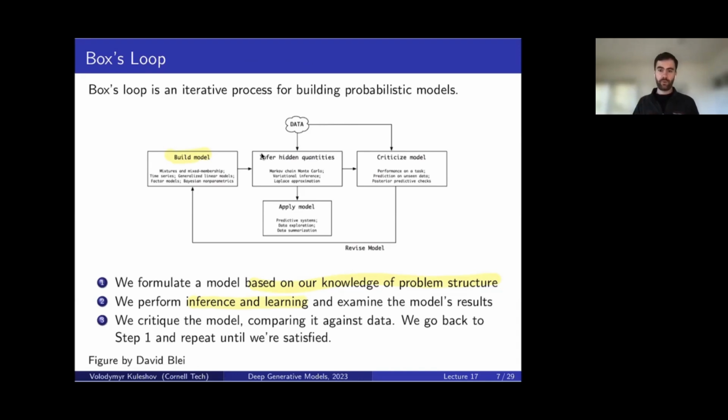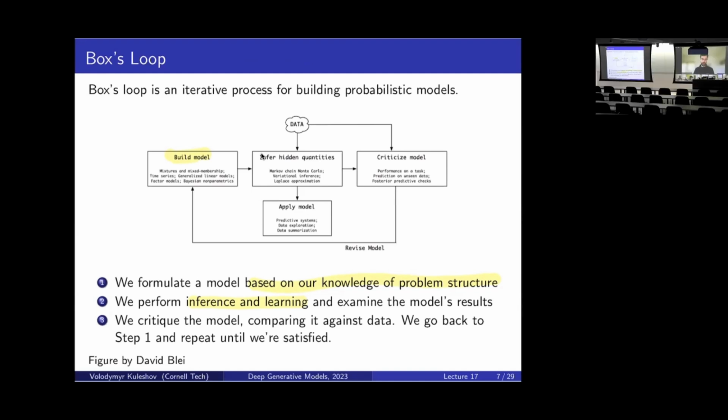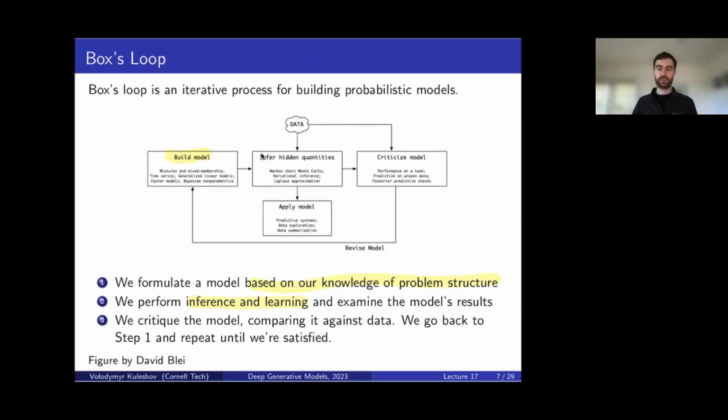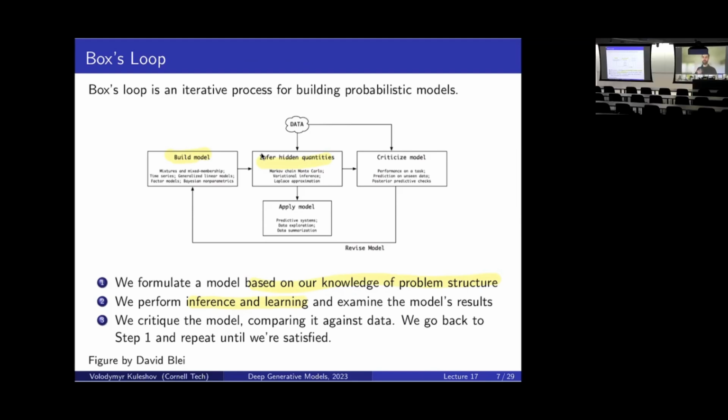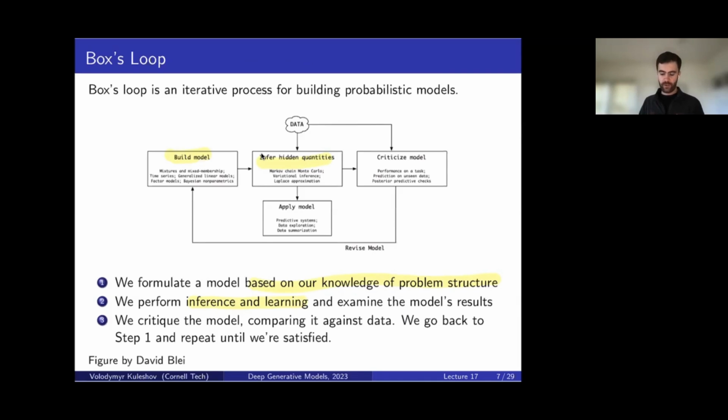We apply these methods, we examine the results of these algorithms, we examine the results of learning and doing inference. So when I say we infer hidden quantities, we can infer the parameters of the model, or we can form a posterior distribution over the parameters of the model, or we can form a distribution over latent variables that we're interested in. And then we run them against some held out data set. We observe the performance on the data so we can criticize the model. We compare it against the data.